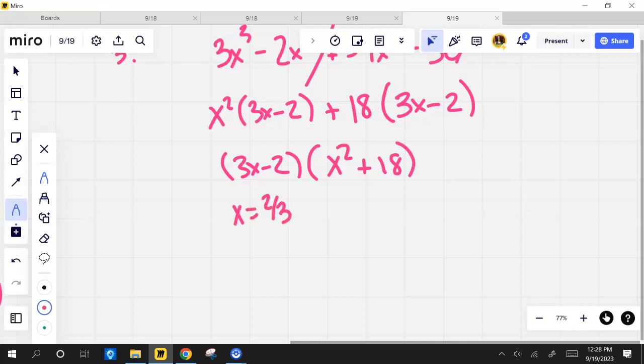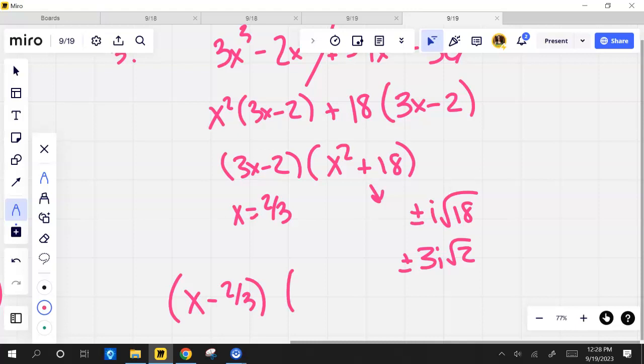So 2/3 for this one. This is going to be plus or minus i root 18, and then I can split it up, right? So 3i root 2. And if I do the factorization here, I got x minus 2/3, x minus 3i root 2, and x plus 3i root 2. Linear factorization, right? Well, it's okay. It wasn't on the directions. I think I said it, but I didn't put it on here.